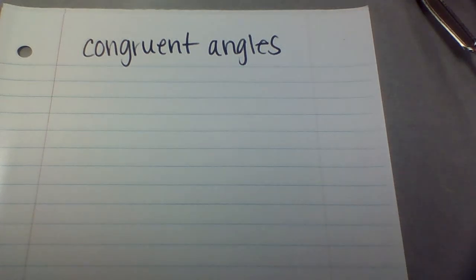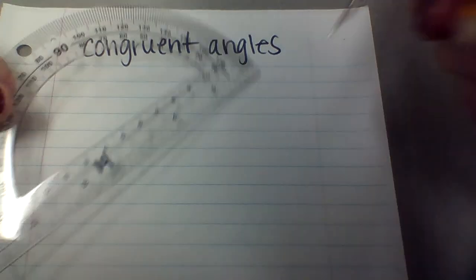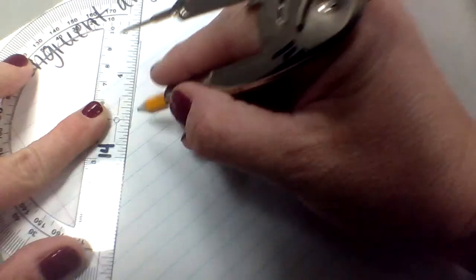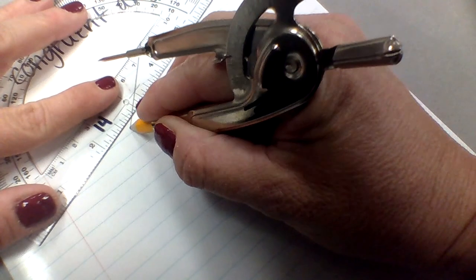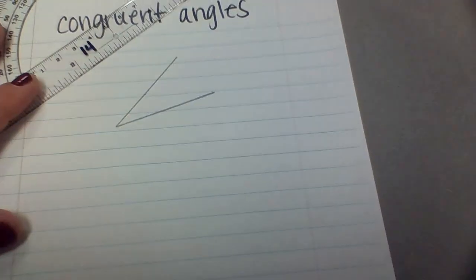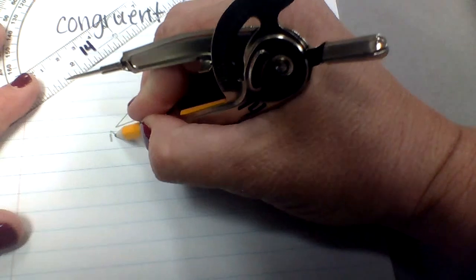And now we're going to do congruent angles. So congruent angles, I'm going to create an angle. So it doesn't matter what size. I'm just doing acute because they're just a little bit easier to deal with. So remember, it doesn't matter what size. Okay, so there's my angle right there. And so I'm going to call that angle A.